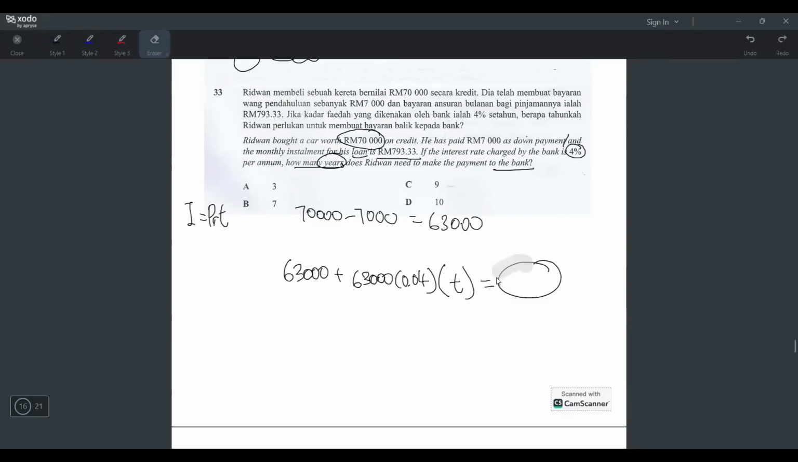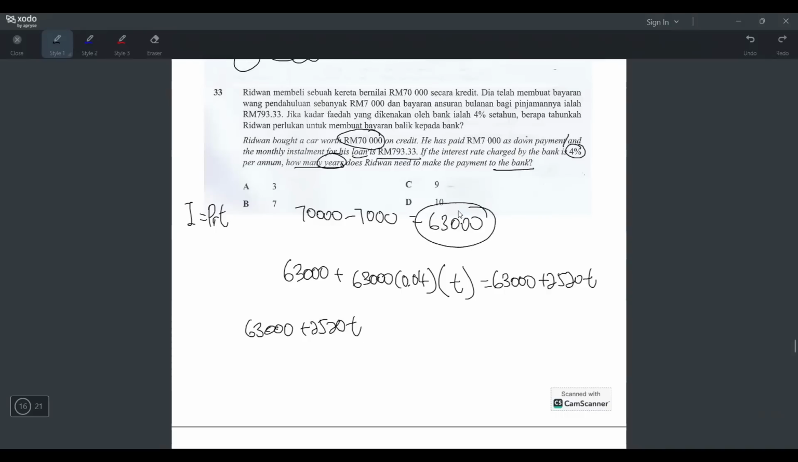Okay, it's fine, we calculate first. We do this one first. Okay, the 63,000 cannot be added with 63,000. You cannot press this, because you have to do multiplication first. So the 63,000 cannot be done, but this one and this one can. So when you times 0.04, you get 2520T. And I already mentioned just now, what is this? This is not the monthly installment. This is the total you have to pay back to the bank.